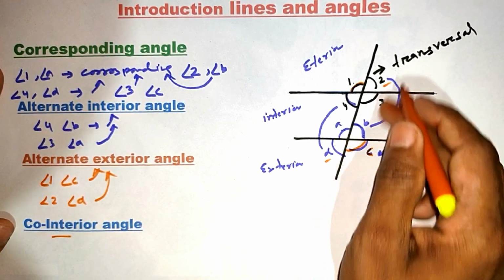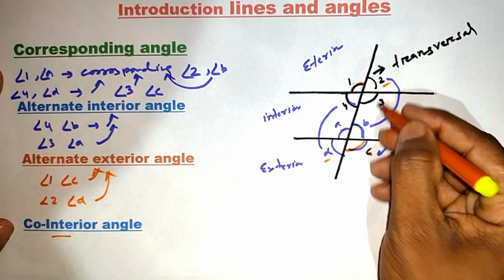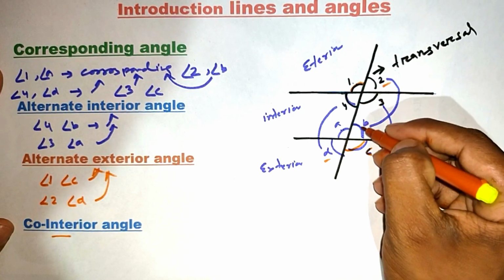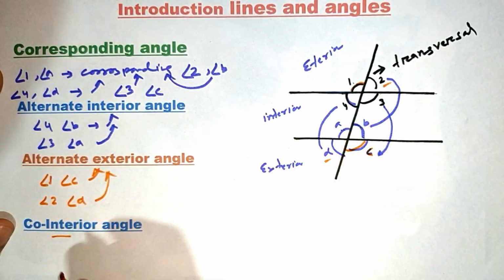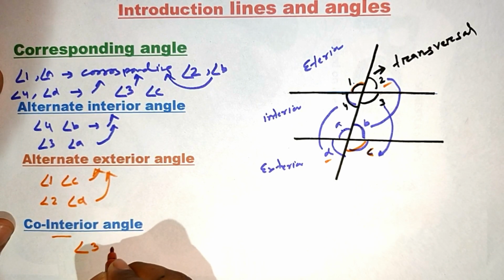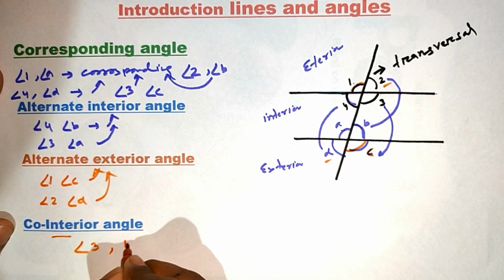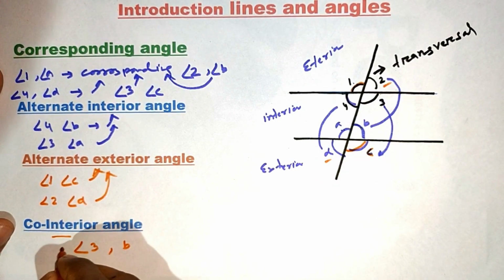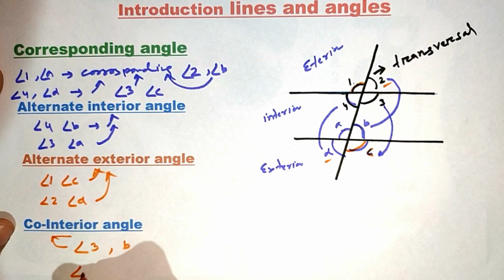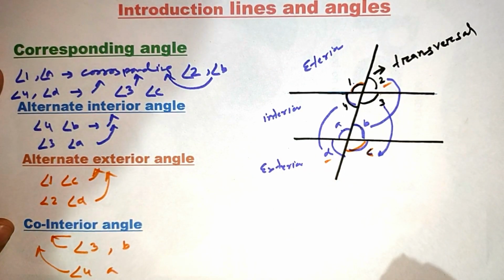Now co-interior angle. Interior means inside, co means on the same side. On the same side means 3 and B are on the same side, so they are called co-interior angles. Angle B and angle 3 are on the same side, so they are called co-interior angles. Similarly, angle 4 and angle A are on the same side, so they will be called co-interior angles.